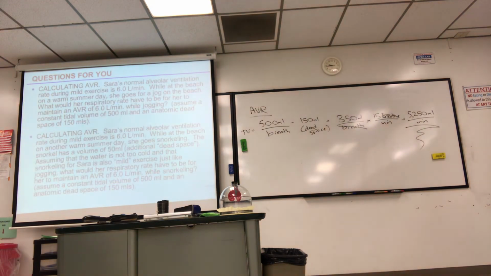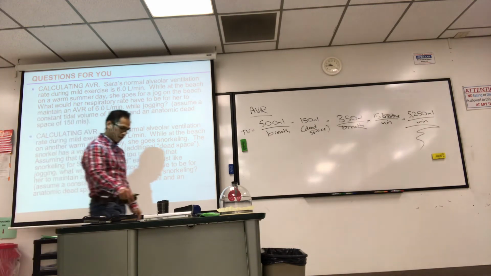So some questions for you. Using that kind of information, let's solve the top one, and then I'll let you do the bottom one. The top one is Sarah's normal alveolar ventilation rate during mild exercise. It's 6 liters a minute. Well, at the beach on a warm summer day, she goes for a jog on the beach. What would her respiratory rate have to be for her to maintain an AVR of 6 liters per minute while jogging? And we've been assuming tidal volume 500, dead space 150. Let's figure that one out.